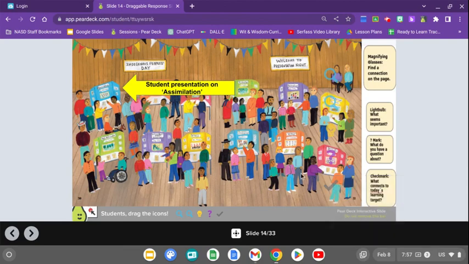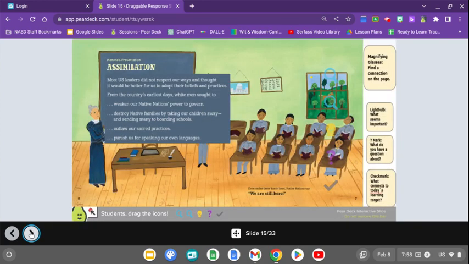So, the first presentation that we're going to take a look at is right over here, and the title of the presentation is called Assimilation. Say that after me, real quick. Assimilation. Very good. So, this is Wenona's presentation, with a W.